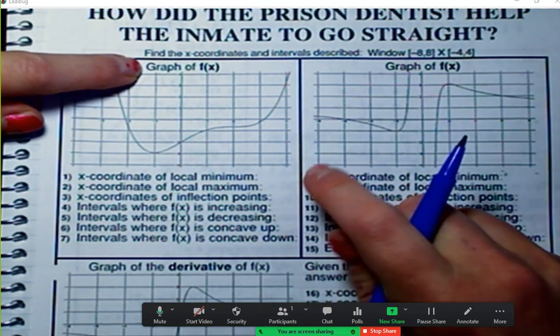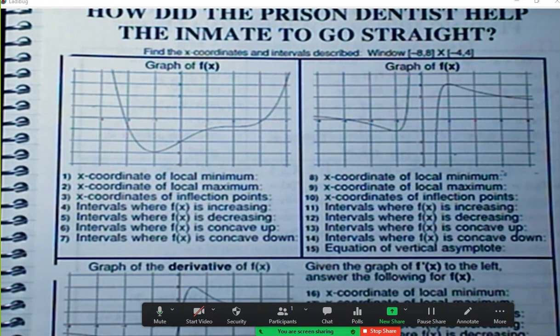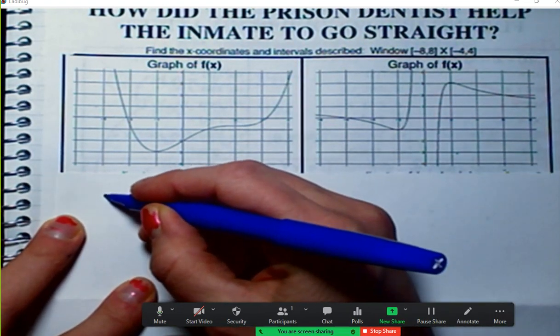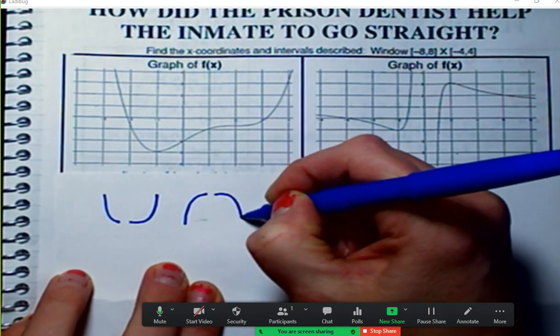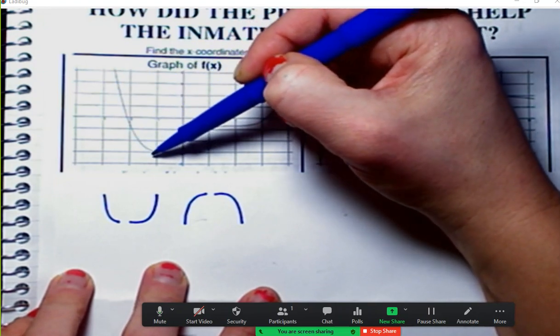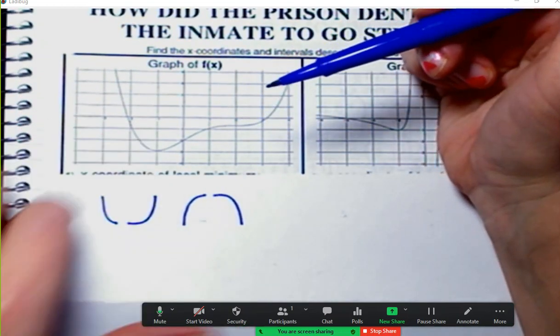Notice here that this says the graph of f of x. That means you're literally just looking at it. I suggest you try to find the point of inflection and put a little open circle on it, okay? The one thing that I'm going to tell you is that concavity comes in half shapes. So this is both concave up. This is both concave down. So as I'm looking at this, concave up, concave up, concave up, concave down.